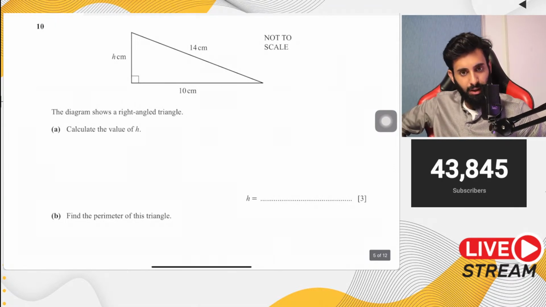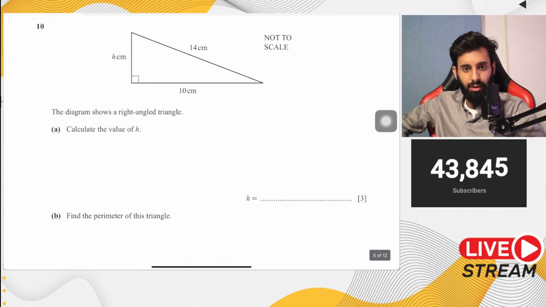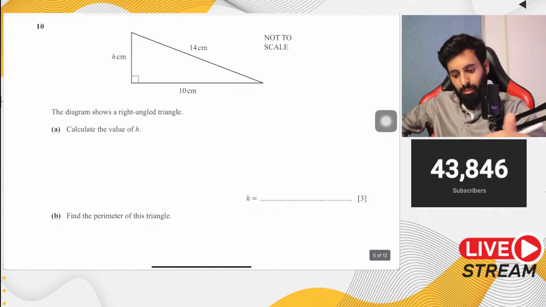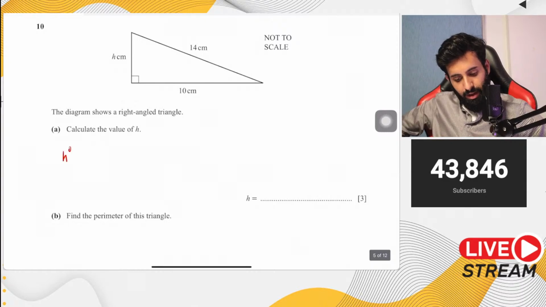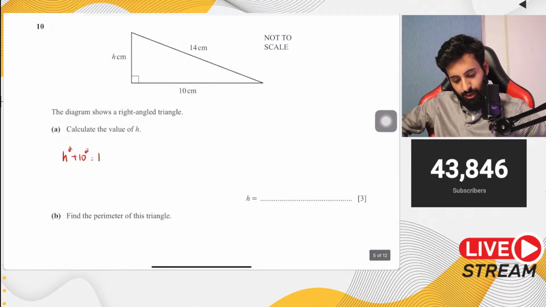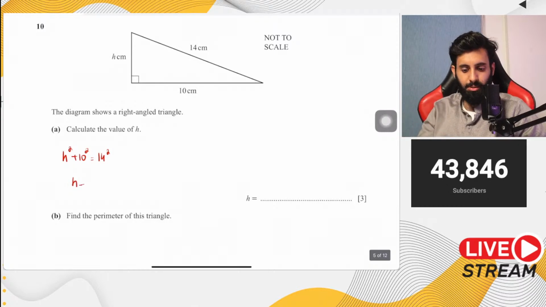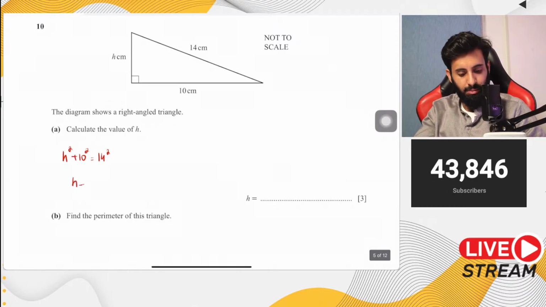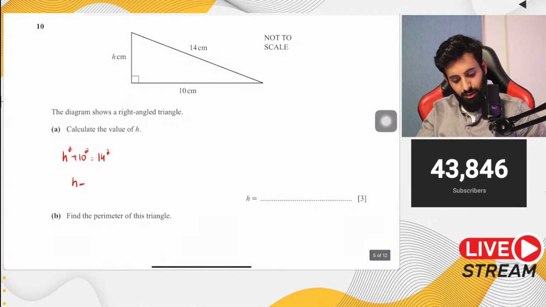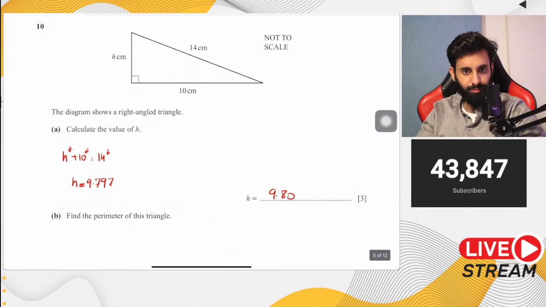So it says calculate the value of h. How can we find out the value of h? We use Pythagoras theorem. h squared plus 10 squared equals 14 squared. So h equals, let's work it out, 14 squared minus 10 squared, and then take the square root of the answer. So h equals 9.797. So this becomes h equals 9.80. There you go. That's your answer.